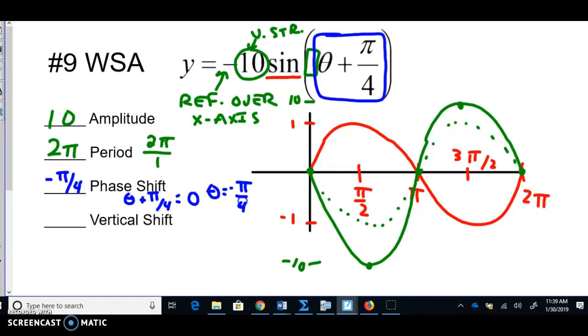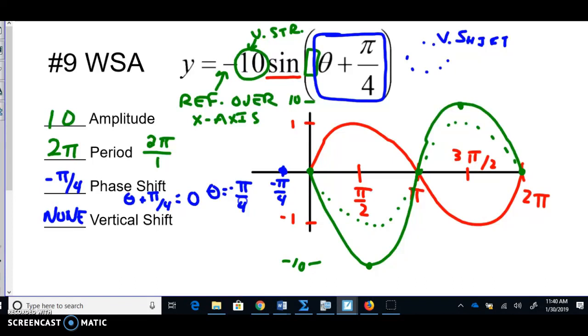There is no vertical shift because there's no number out here. That's your vertical shift. So there isn't one. So all we have to do is graph the phase shift, which means move it to the left pi over 4 units. So 0 radians, 0 degrees, move it to the left pi over 4 units, which is the same as 45 degrees. So now it sits there.